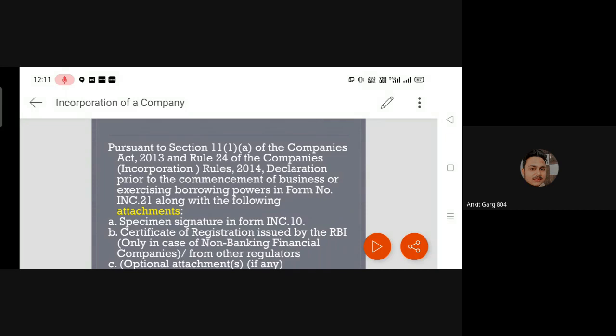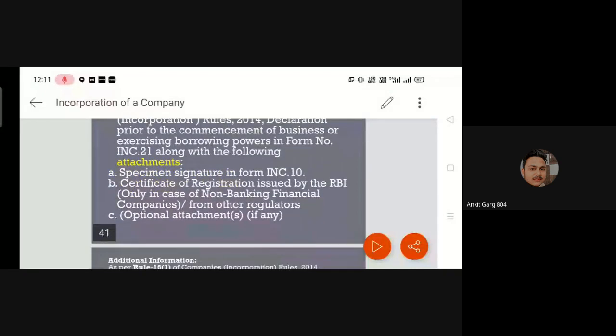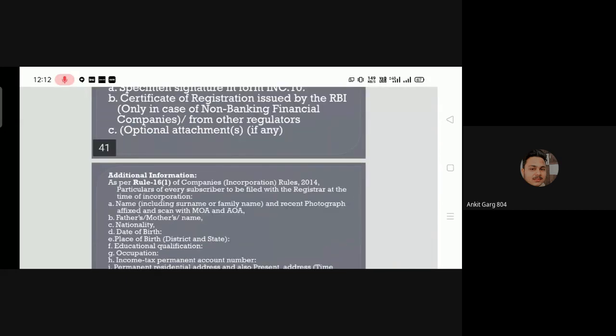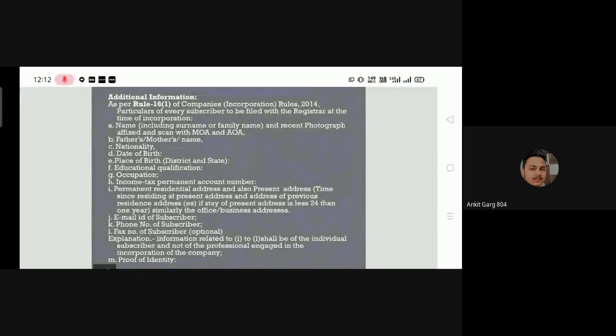Pursuant to Section 11, subsection 1A of the Companies Act 2013 and Rule 24 of the Companies Incorporation Rules 2014, the declaration prior to the commencement of business or exercising borrowing powers is in form number INC 21 along with the following attachments: specimen signature in form INC 10, and the certificate of registration issued by the RBI from other regulators. This certificate we have to provide only if it is a case of a non-banking financial company, and the optional attachments, if any. Now let's see the additional information given.